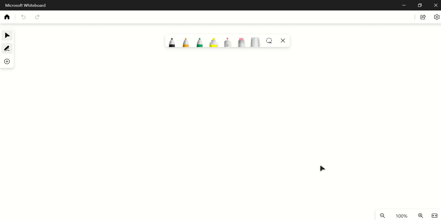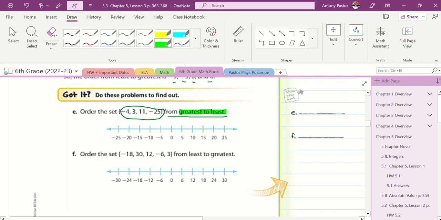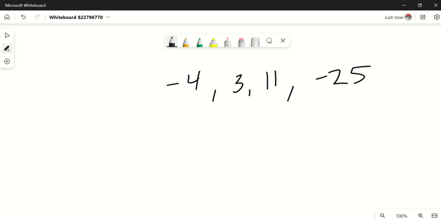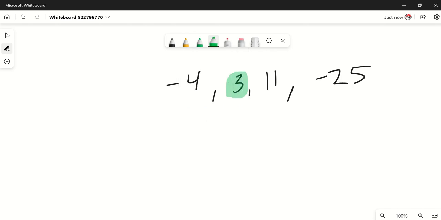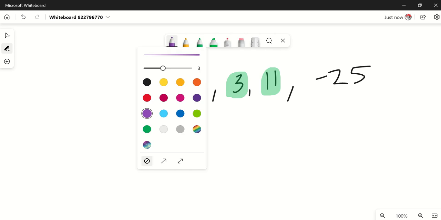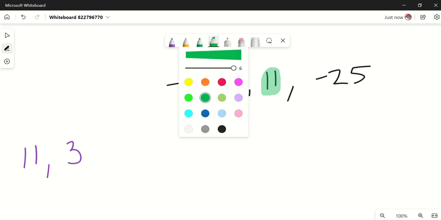-4, 3, 11. And I believe that was positive, -25. Since we're going greatest to least, we're going to look at positive numbers first. I have 3 and I have 11. Which one of these two is bigger? 11 is my bigger number out of the two. So I know that 11 is my greatest one, and then 3. I have no zeros on the board, so then I'm going to look at the negative numbers.